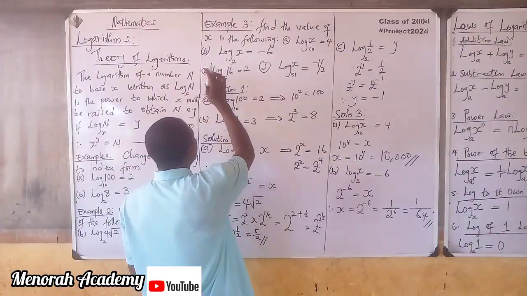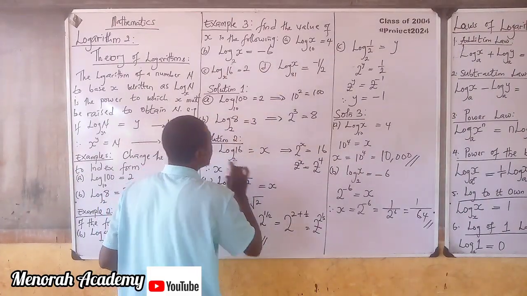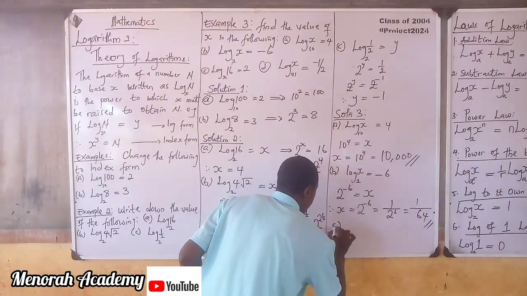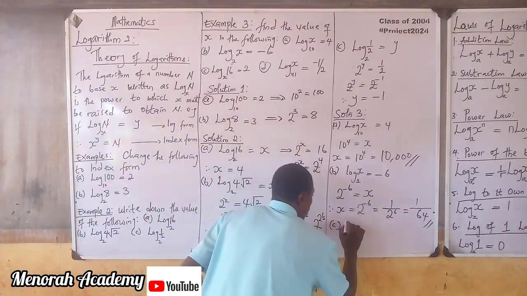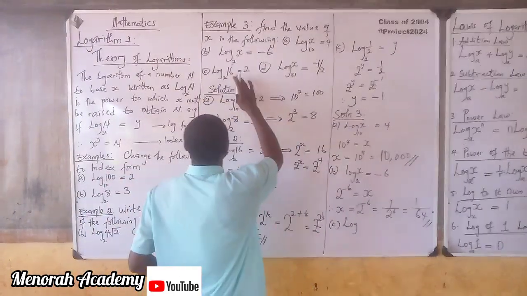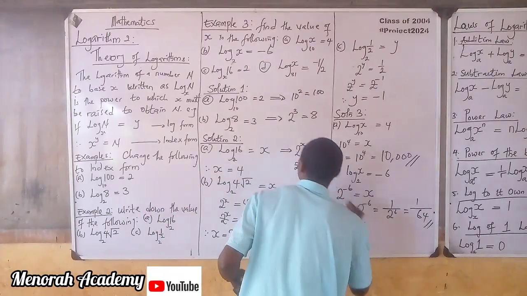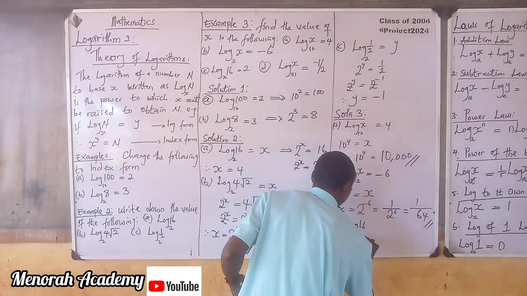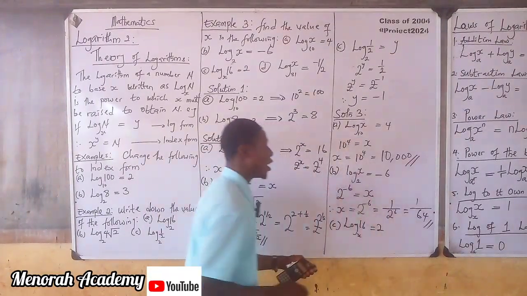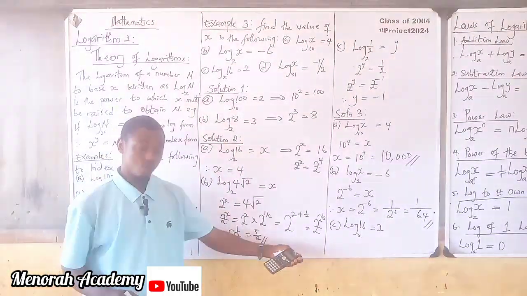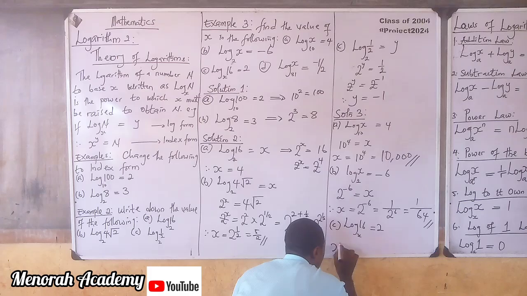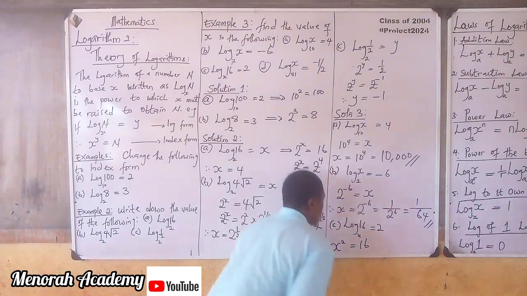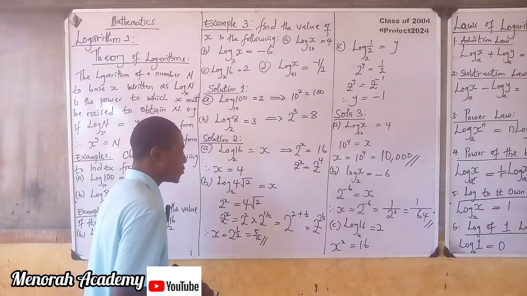Then the third one now, which is the C part. Look at the C part here. The C part says log of 16 to base x equals 2. If you have log of 16 to base x equals 2, then remember from the previous knowledge, x takes this 2 as its own power to be equal to 16.